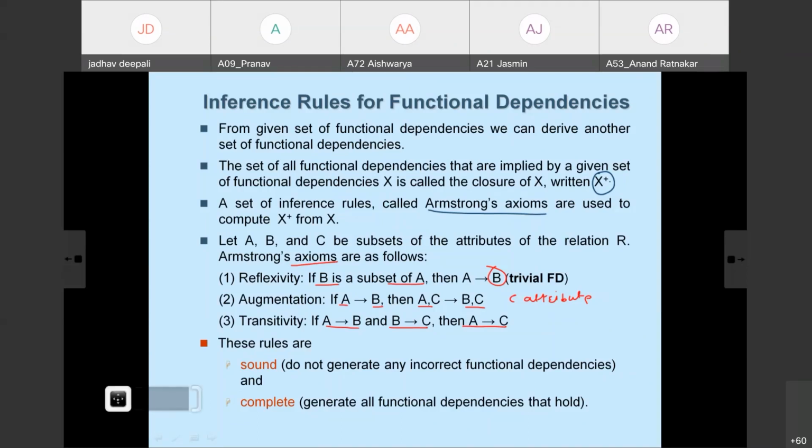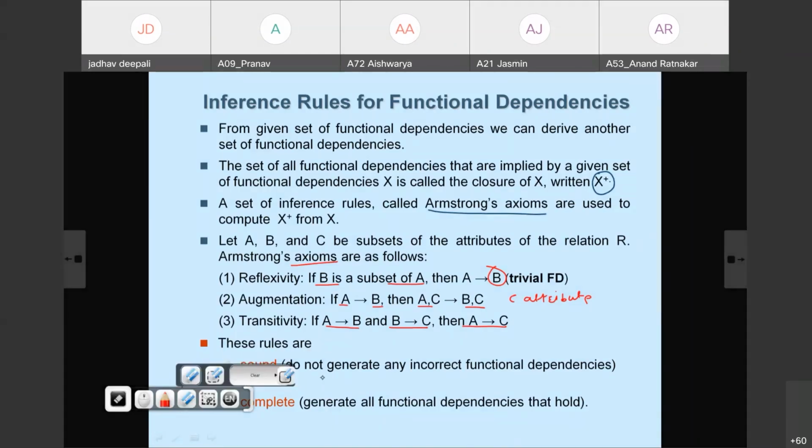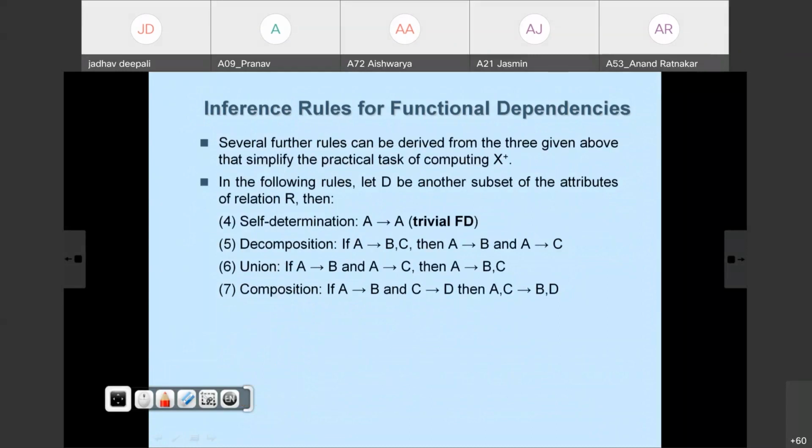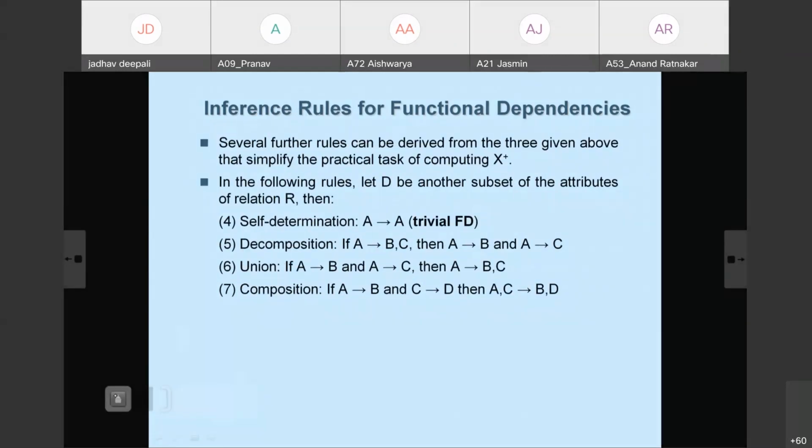So these three rules are there. Along with this, another four rules are there. These three rules are sound and complete, but to make it simple, some other rules are also used. Several further rules can be derived from the three given above to simplify the practical task of computing closure. Applying augmentation or reflexivity practically is difficult, so to simplify the practical task, some further rules are used. Which are these further rules?